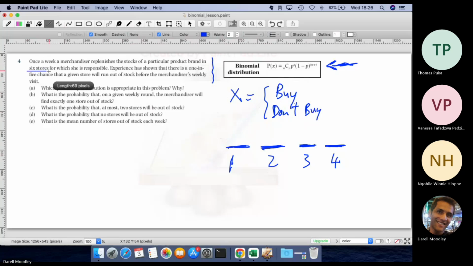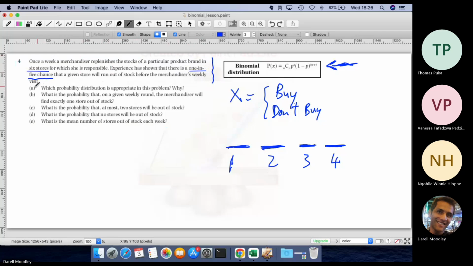6 stores. Okay, all right. For which he is responsible, experience has shown that there is a 1 in 5 chance. Okay, so that's also going to be a bit important, so let me just highlight that now. There's a 1 in 5 chance that a given store will run out of stock before the merchandiser's weekly visit.